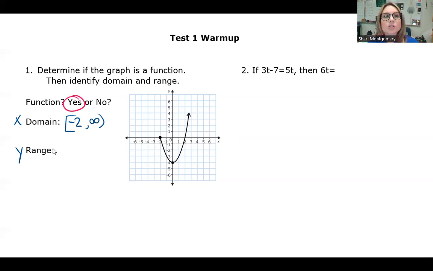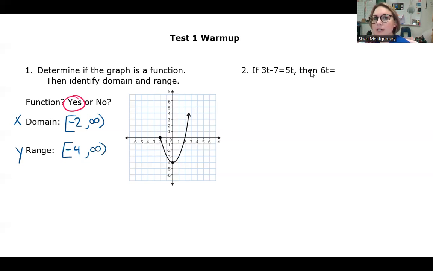The range: how far low can I go? How far down? This one has a definite bottom. It starts at -4. Remember, the smaller number has to be on the left. And I have a closed circle, so I will put a bracket. How far up do I go? Well, it kind of stops here, but that arrow says it's going to keep going. So I keep going up to infinity. We have a question just like this on the test.